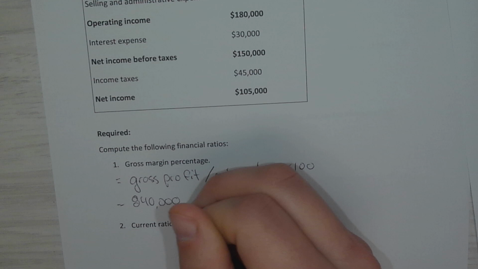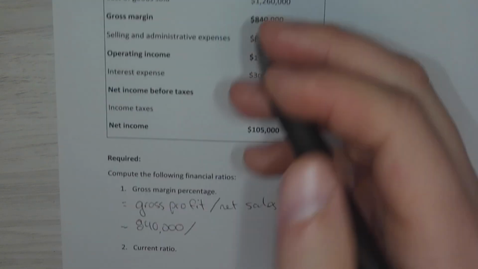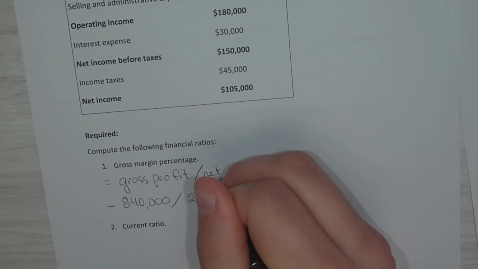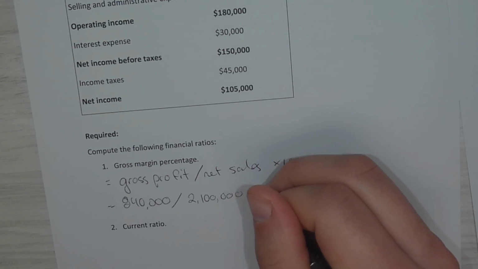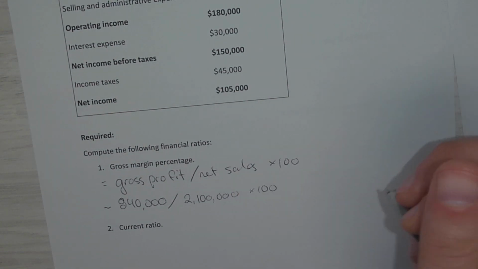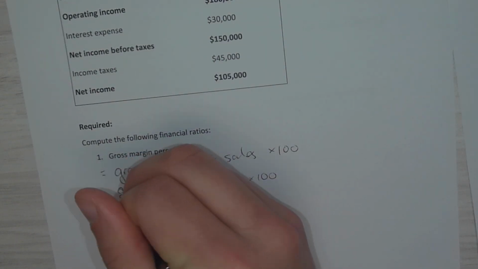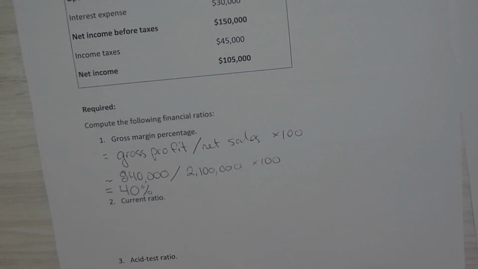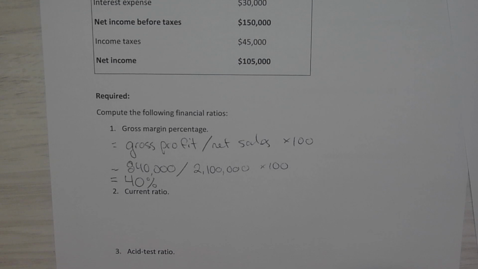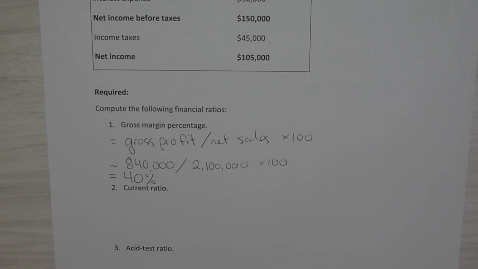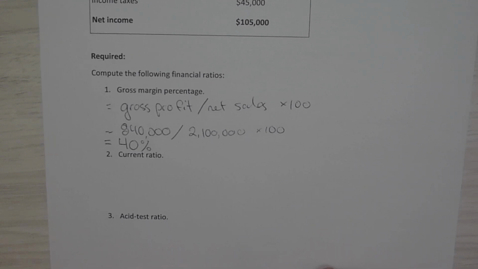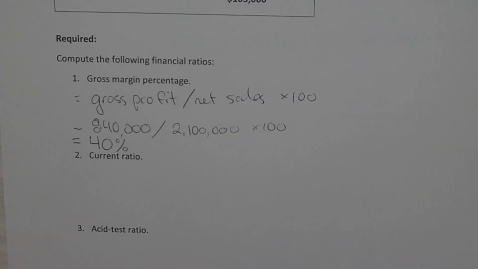840,000 divided by our sales of 2.1 million times 100. And that equals 40%. So 40% gross margin percentage. That means we get to keep 40% of any product we sell in this company after we account for the cost of goods sold.